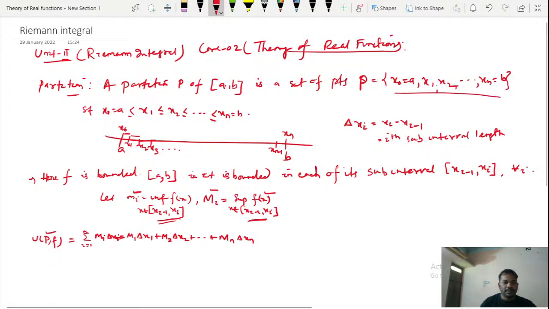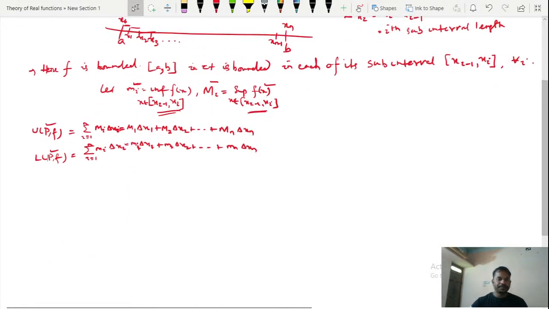And similarly, if you take small mi, then m1 delta x1 plus m2 delta x2 plus up to mn delta xn. This is another sum. In summation form, this is the sum of mi delta xi, i varies from 1 to n, and this sum is called your lower Darboux sum for this partition P. So these things we already know.